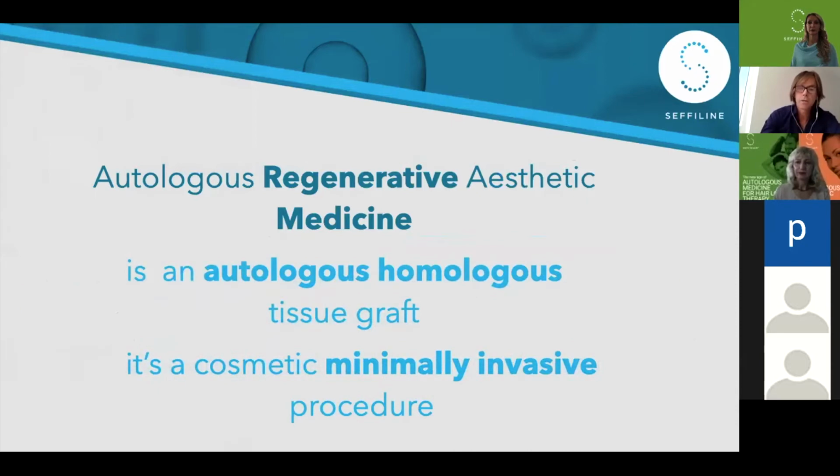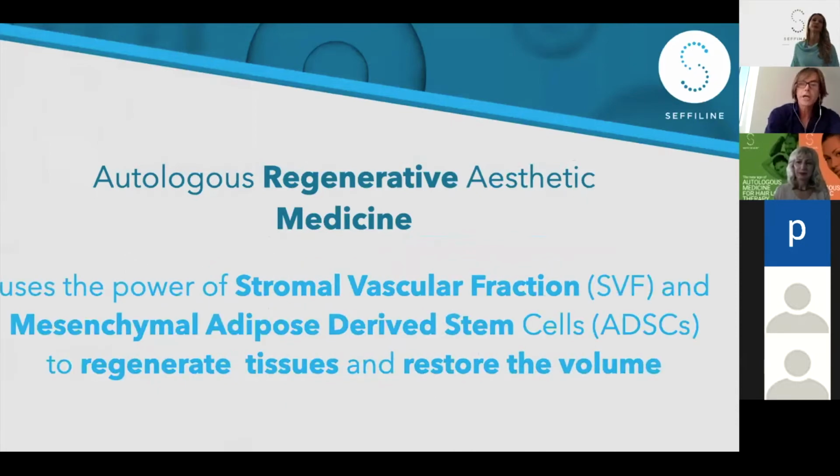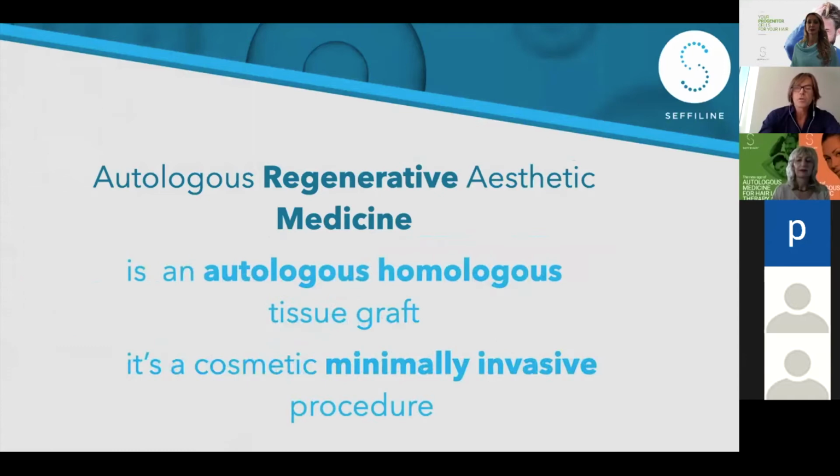Autologous regenerative medicine uses the power of stromal vascular fraction and mesenchymal adipose-derived stem cells to regenerate tissue and restore the volume. This procedure, the regenerative aesthetic medicine, is an autologous homologous tissue graft, and it is a cosmetic, minimally invasive procedure.